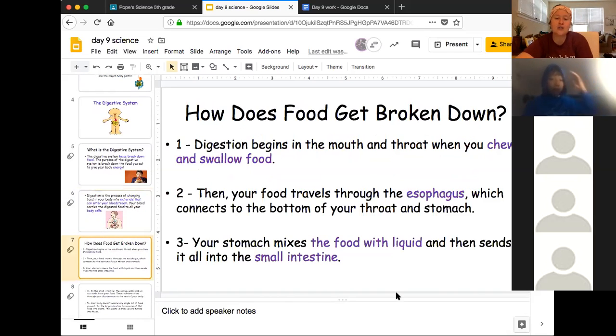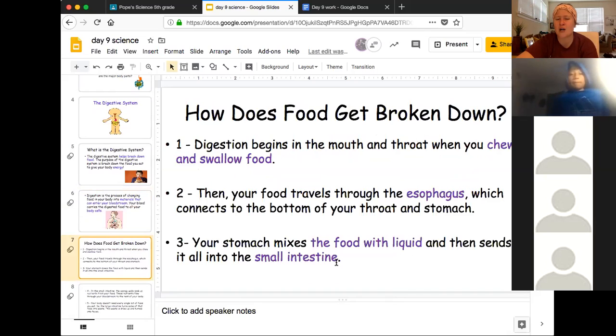Okay. So how does food get broken down from the time we put it in our mouth to when it goes to our bloodstream? That's the question. The first thing is digestion begins in the mouth. You chew your food and then you swallow your food. Then your food travels through your esophagus, which is part of your throat, connecting the bottom of your throat and your stomach. Your stomach mixes the food with liquid and then sends it to your small intestine.